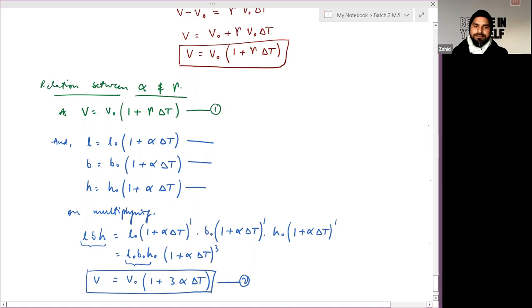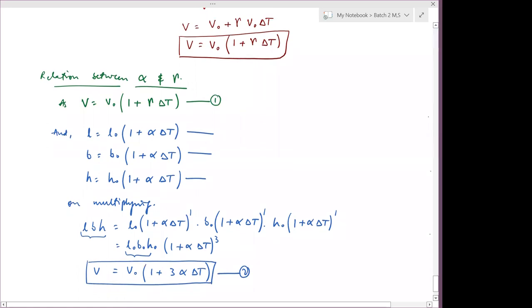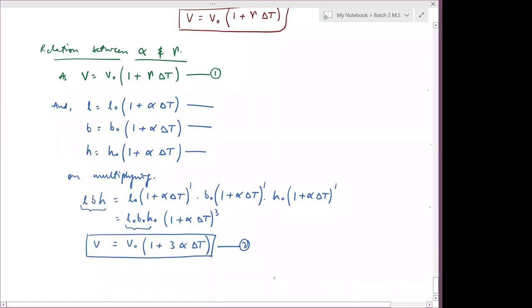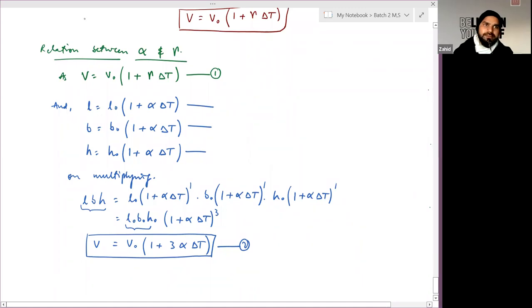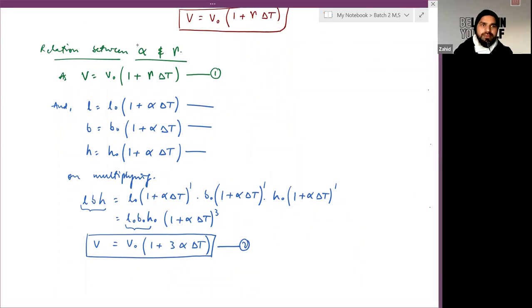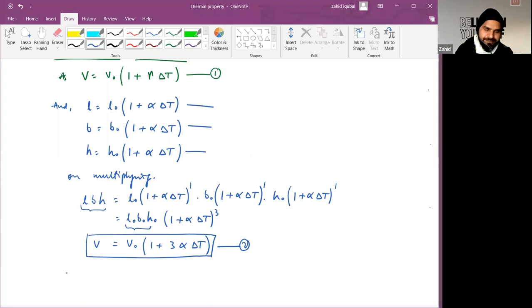Aisha, is it clear? Yes, sir. So on comparing equations first and second, what can we conclude about alpha and gamma?